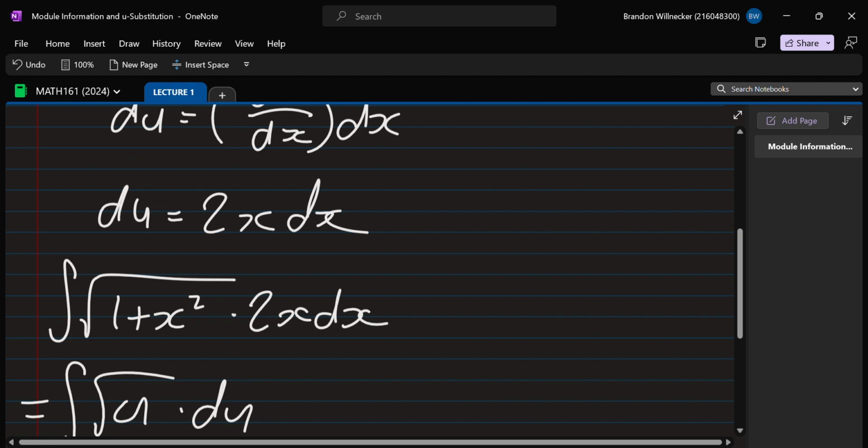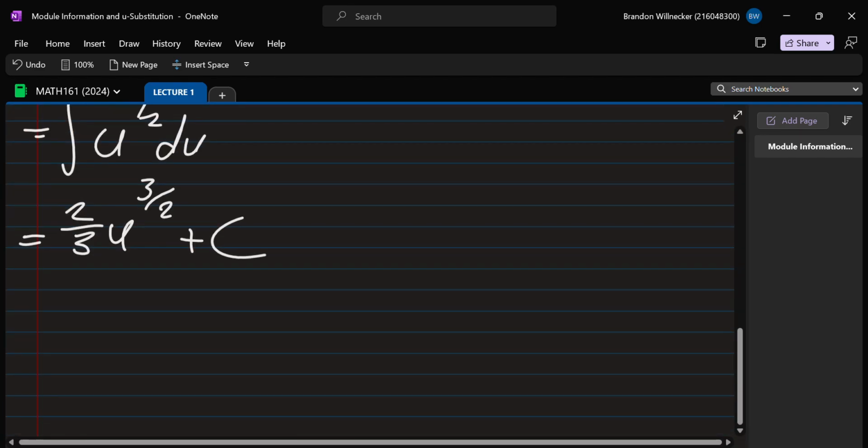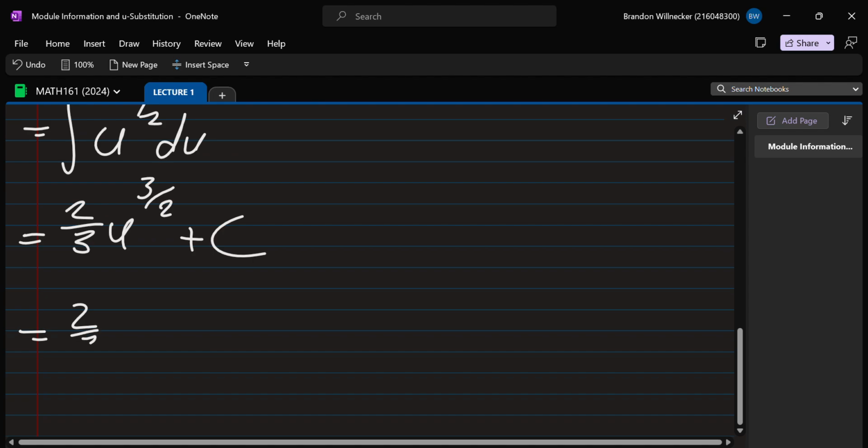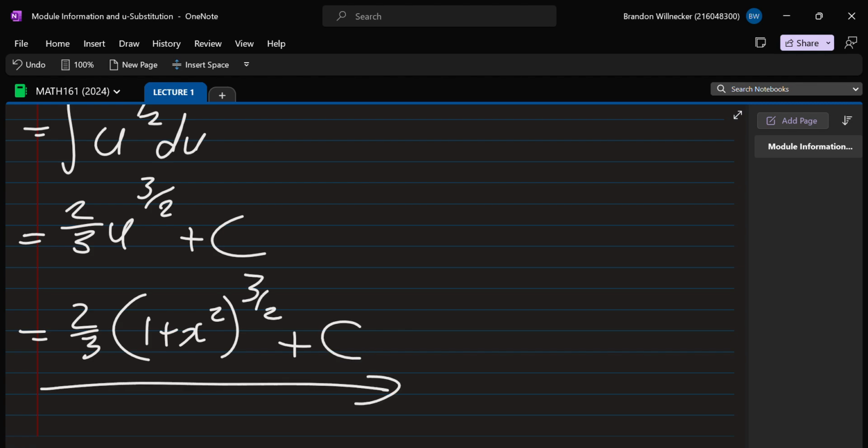Well, we just go back to here. U is equal to 1 plus x squared. So we can put that back now. So this is going to be equal to 2/3. That all stays the same. U, we said that was 1 plus x squared to the 3 over 2 plus c, and we're done.